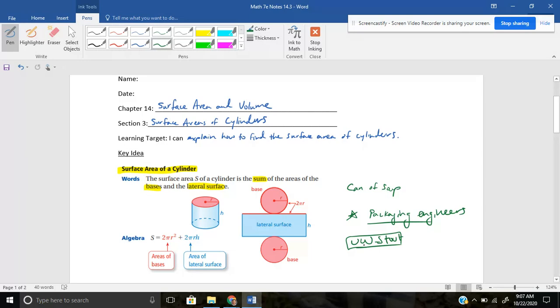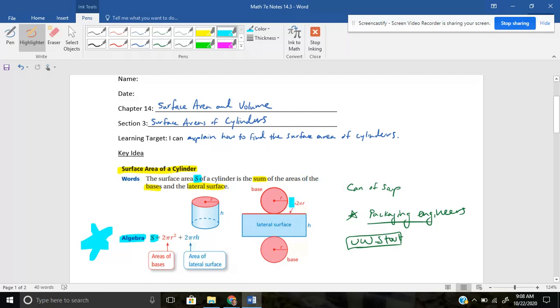But getting back on track here, today what you'll use is this formula right here. This formula is really important. The surface area, that's what the capital S stands for, equals 2 pi times radius squared. That's the area of these two bases, plus the area of the lateral surface, which is 2 pi r times height.